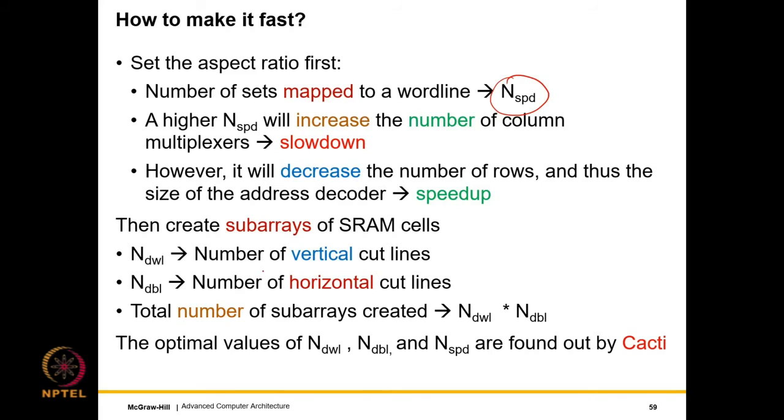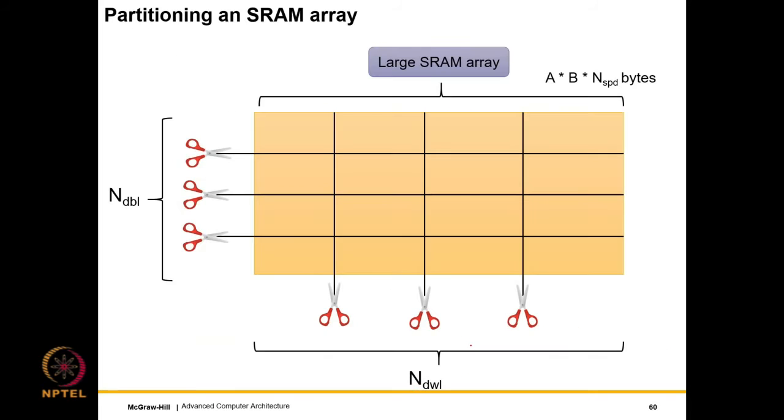When we create subarrays, let's say we have NDWL vertical cut lines, vertical partitions, and NDBL horizontal partitions. So total number of subarrays we create is this much. NDWL: WL is for word line, BL is for bit line, D is for data array. So similarly, we'll have T for tag array like NTWL and so on. So pretty much our optimizer needs to find these three parameters if you are doing a two-level partition. All right. So it's a three-dimensional optimization.